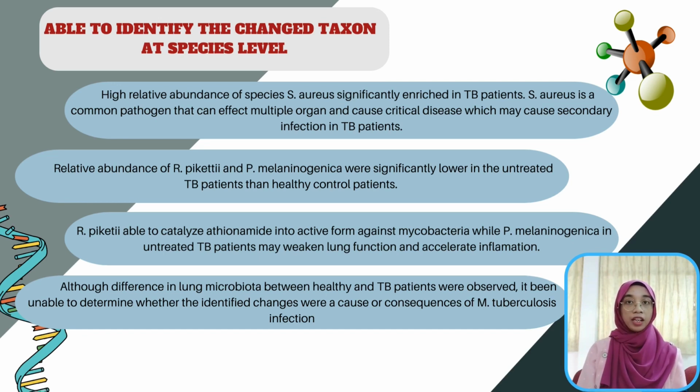Relative abundance of R. piquetii and P. melaninogenica were significantly lower in the untreated TB patients compared to healthy patients. R. piquetii is able to catalyze antienamide into active form against mycobacteria, while P. melaninogenica in untreated TB patients may weaken lung function and accelerate inflammation.